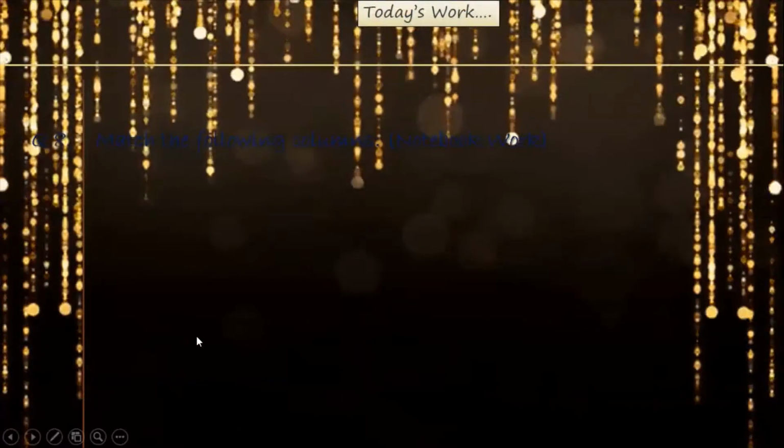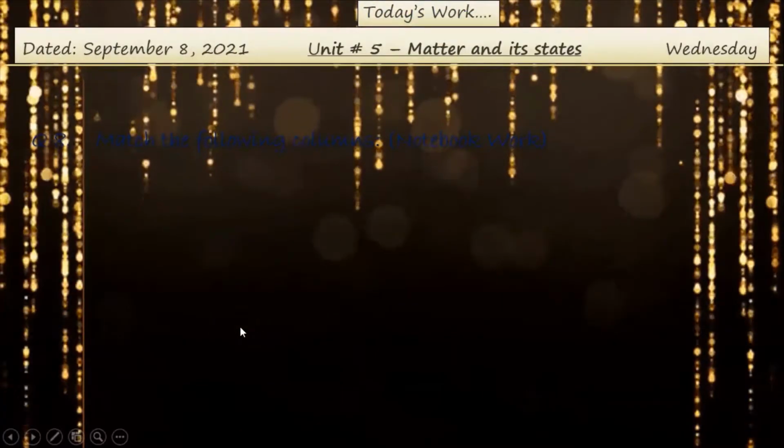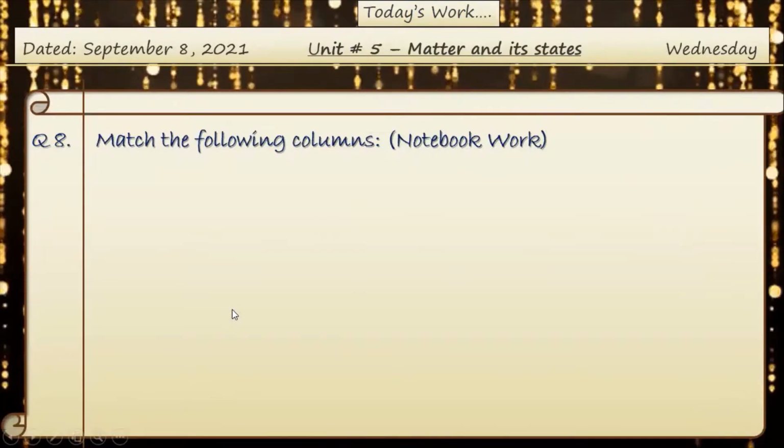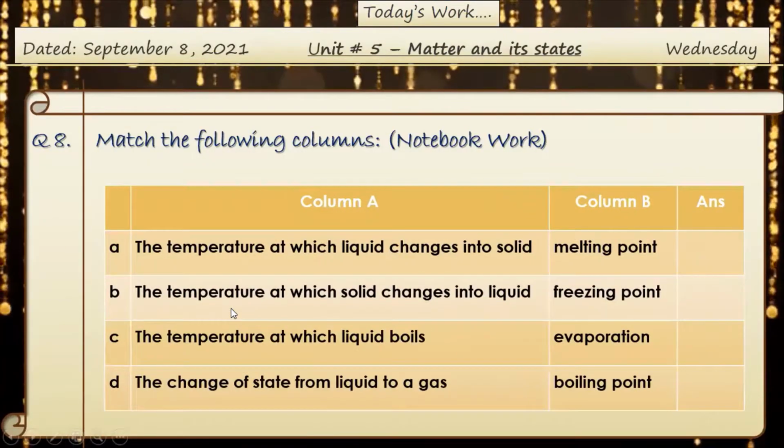Okay. Now we are moving on to today's work, students. Today is September 8th. It is Wednesday. So we are on question number 8. It's a notebook work. Match the following columns.